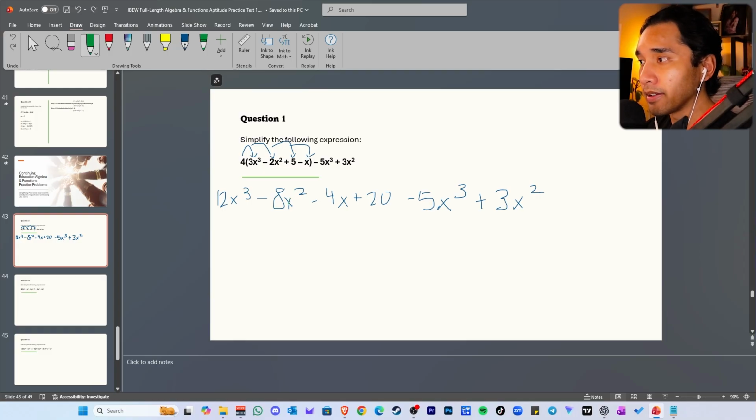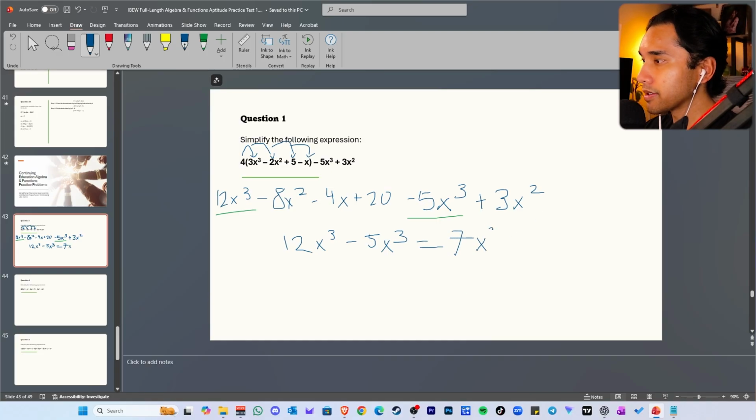what could be combined. What like terms could be combined, right? So look at this 12x cubed and this negative 5x cubed. These could be combined. So I would write it like this: 12x cubed minus 5x cubed. What does that equal? That equals 7x cubed. And then what's next? I'm going to just cross it out.